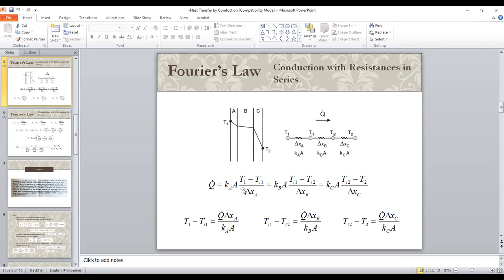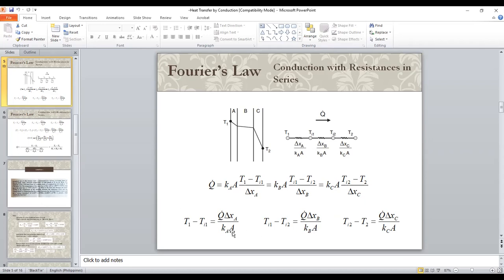So I think you know very well your algebra by now. So you transfer it here and you transfer this one. So you have the driving force. In this case, you have the driving force for heat transfer for this particular material represented by this one. The driving force for the middle material, which is B, will be represented by Q delta X sub B over K sub B times A.